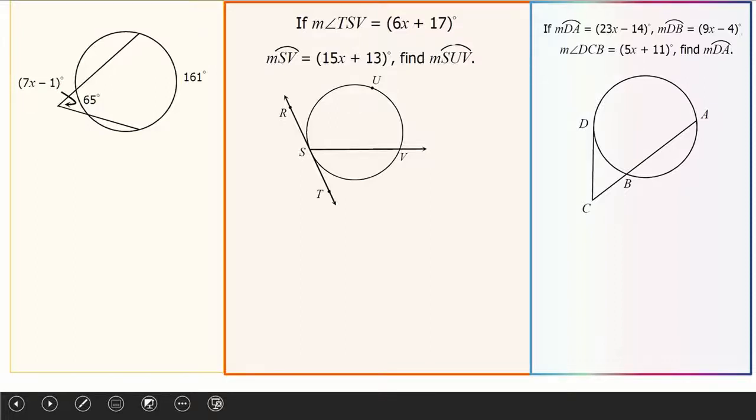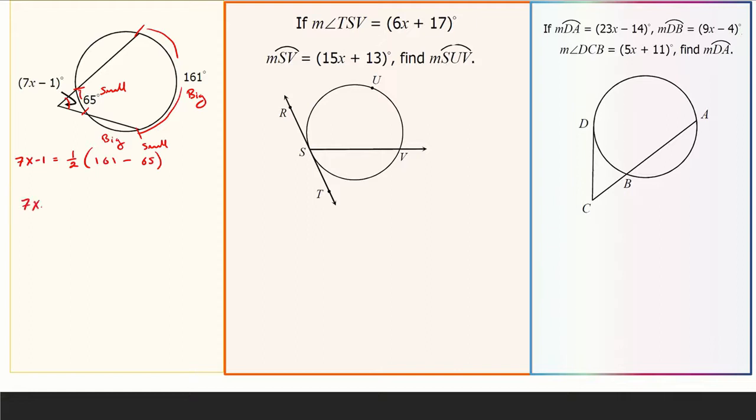So for this first one, they're asking us to find the value of x. Here we first identify the big arc, and we're going to call the other our small arc. And so then we're going to set up our equation. So we have 7x minus 1 is equal to half of the big arc, which is 161, minus the small arc, which is 65, and then we're going to simplify from there.